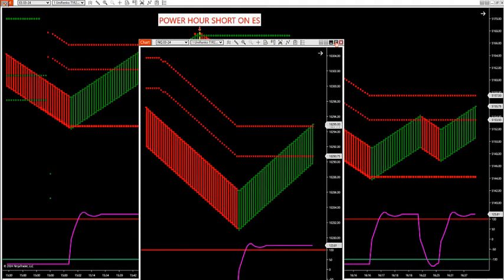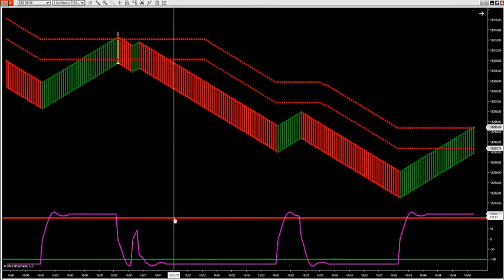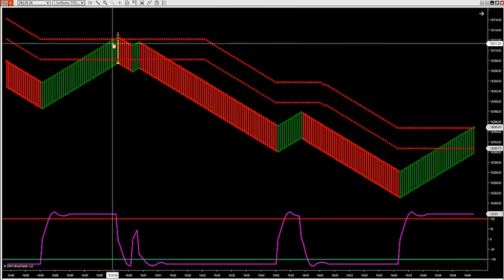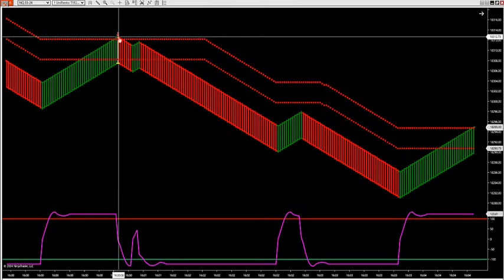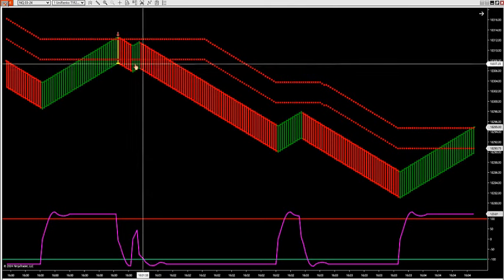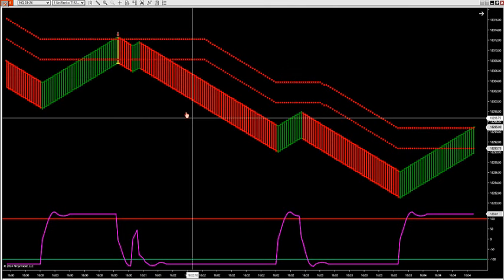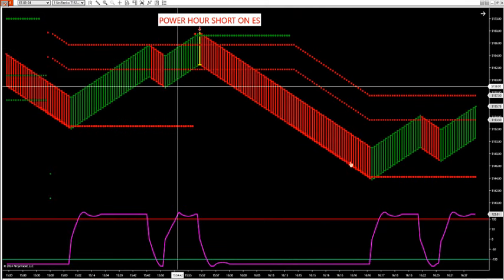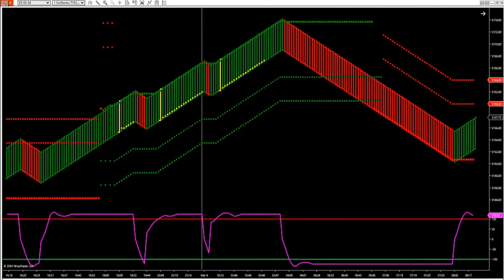The same setups will happen on the NASDAQ. This is the NASDAQ yesterday going into the close. It fired at about the same exact time, just a little bit afterwards. It closed one candle outside of it, and then we got the nice little short that came in to the power hour short on the NQ. So you get a lot of nice volatility in the power hour.